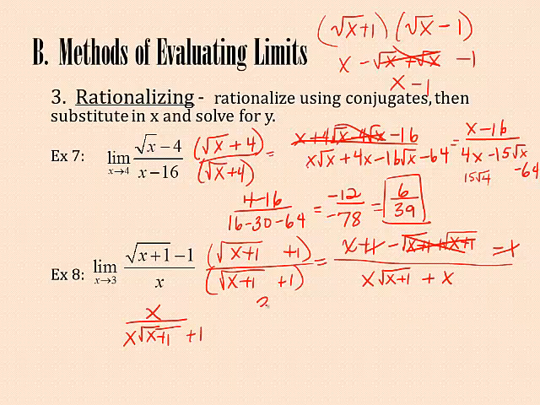So I put in a 3. 3 over 3 times 3 plus 1 is 4. All right, well, square root of 4 is 2. 2 times 3 is 6, plus 1 is 7. So my limit is 3/7. All right, so that's how it works. A few more steps involved, but it's not that bad.